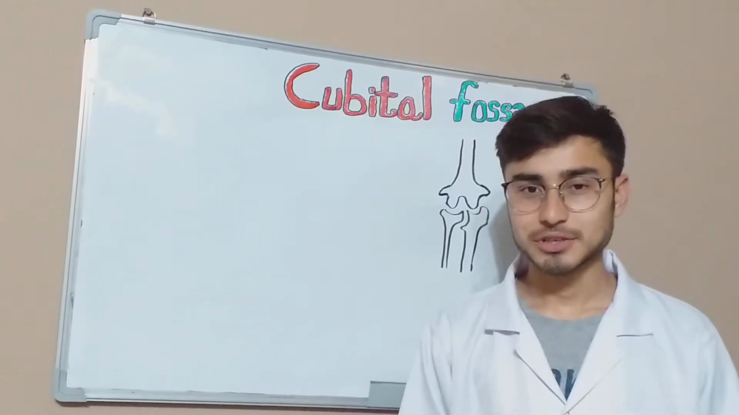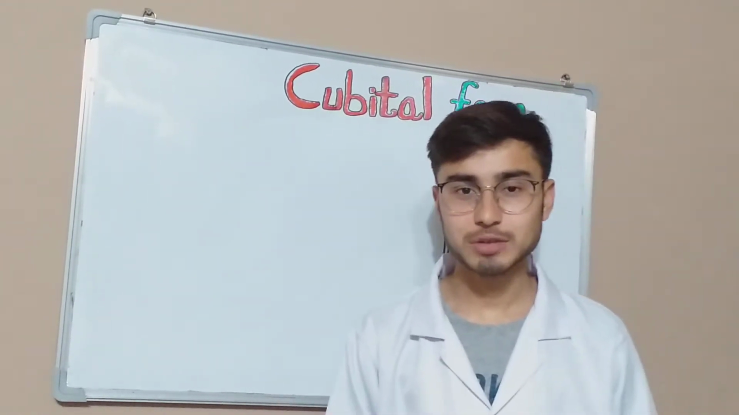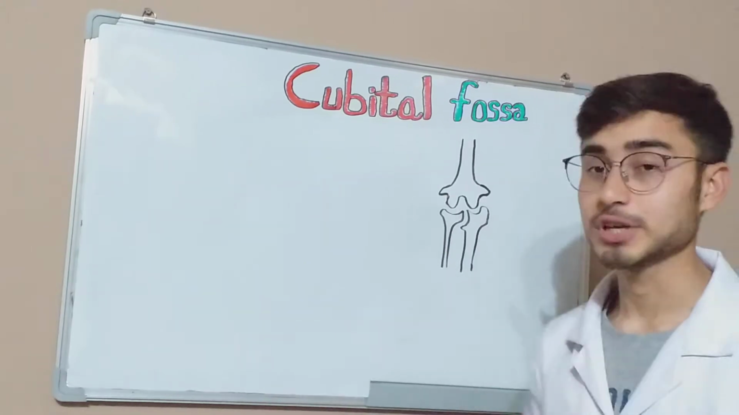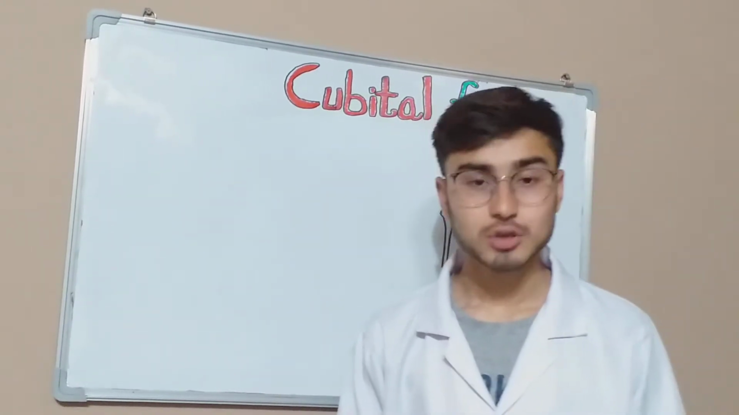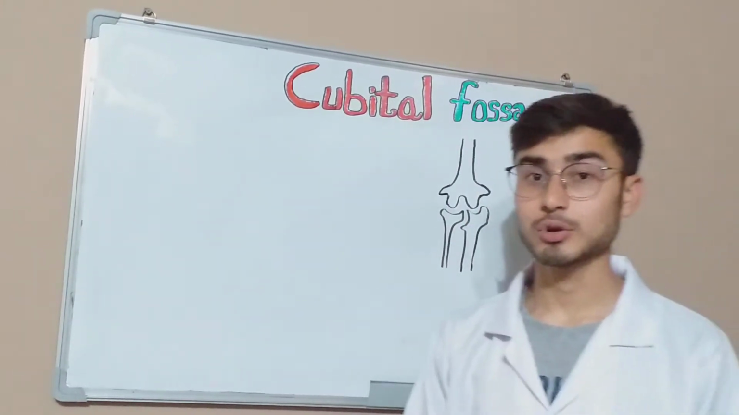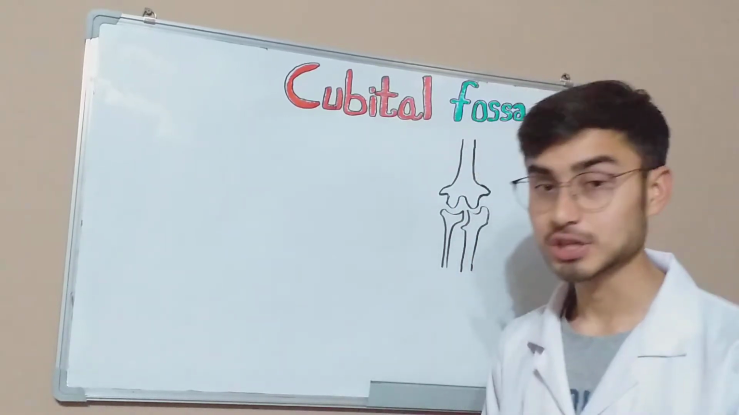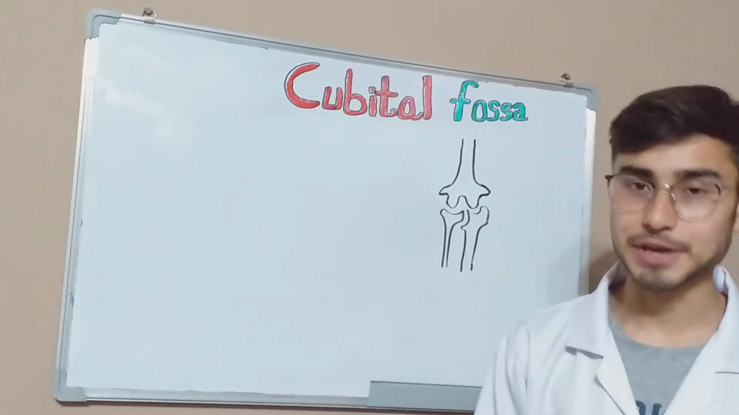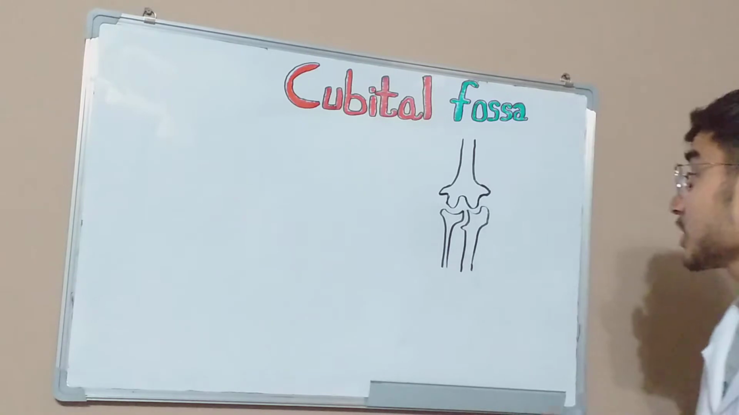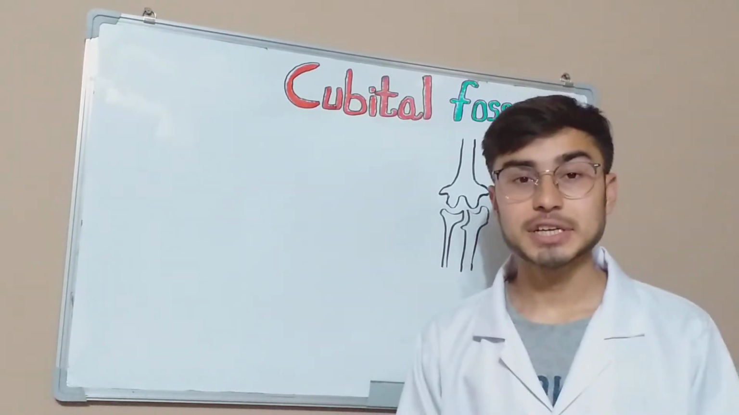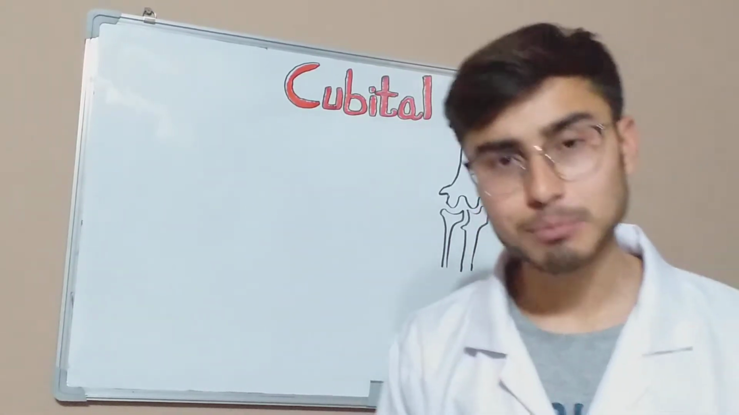Welcome to Hamdard Medical. Today in this lecture, we will be explaining the cubital fossa, the anatomy of the cubital fossa. So first of all, let me discuss the location of the cubital fossa, where the cubital fossa is basically lying. The cubital fossa is present at the anterior aspect of the elbow joint.